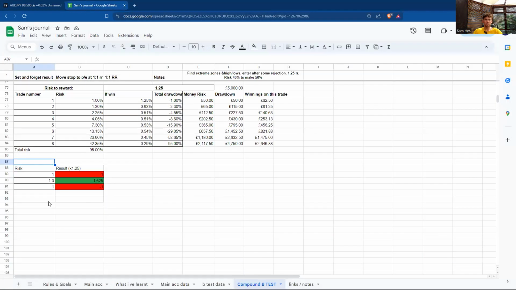Okay, this has been another loss. So in this case, this would have been 1.3. Sorry, 1.3. And so therefore we would have lost -1.3.